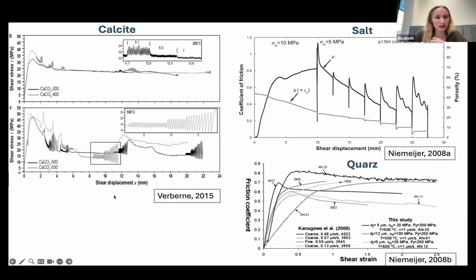And just to show that this is not an effect of our apparatus or something that I can just measure once: this data is reproducible, as long as I did the experiments. But I also brought some data of calcite, salt, and quartz as reference. This is also shear stress versus displacement. And you can see that calcite and salt also exhibit this drop in shear stress, while when you look at the quartz data, it's more stable.